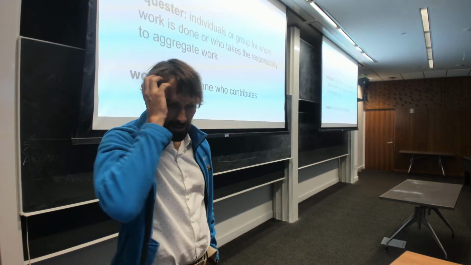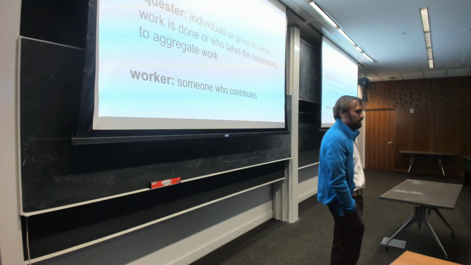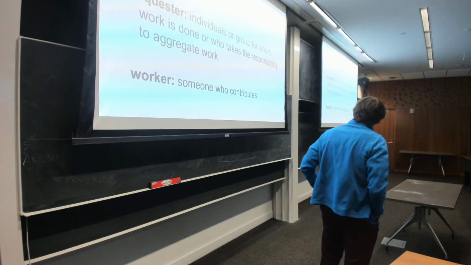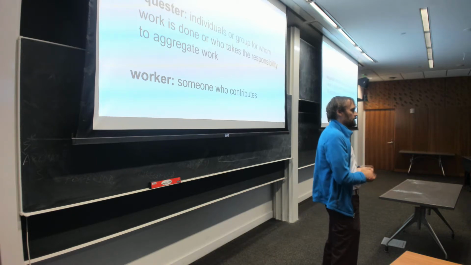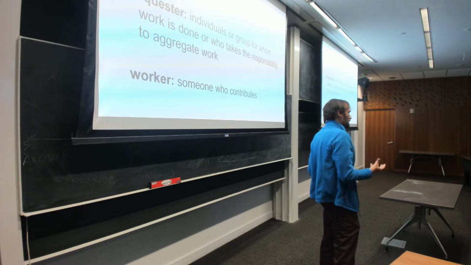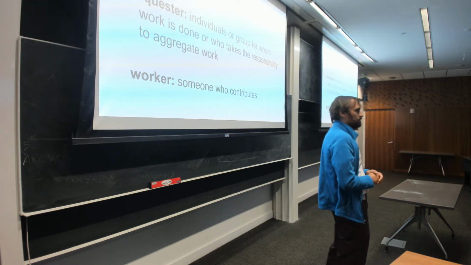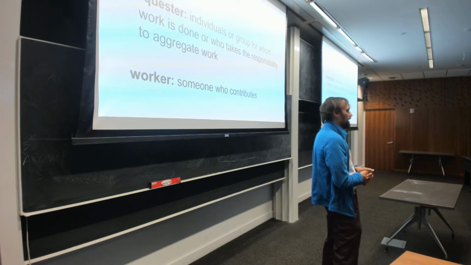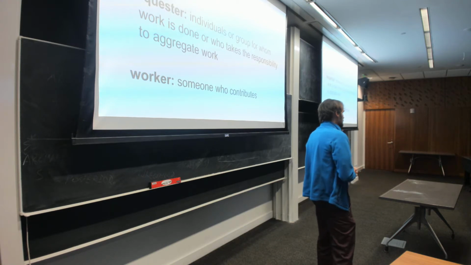What are the people that we are going to be talking about called? For simplicity and clarity, it's often useful to differentiate the people who are requesting the work, the requester, and the people who are doing the work, the worker. Requester: individuals or group for whom work is done or who take responsibility to aggregate work. And the worker: someone who contributes to a job.